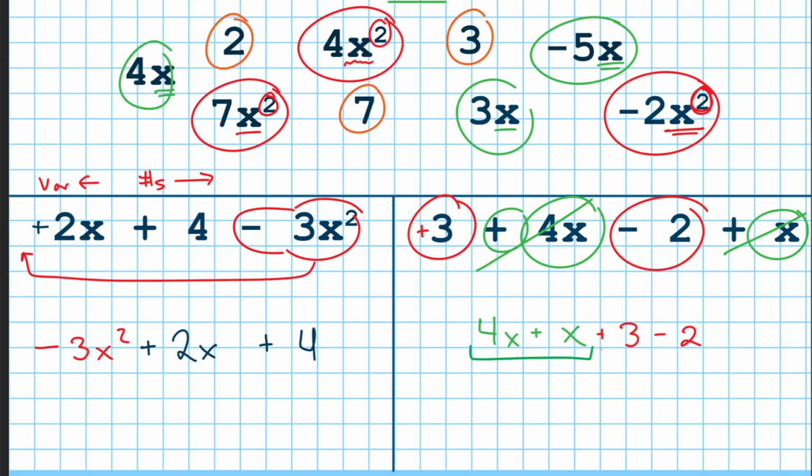All right, catch you in the next lesson where we actually take this reordering to the next step, and we combine our like terms.